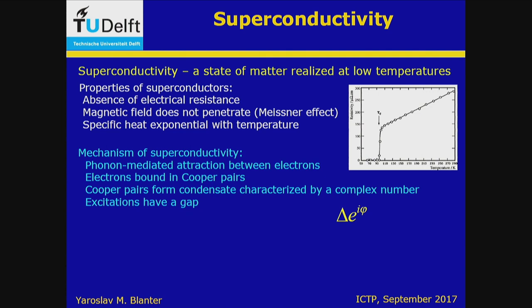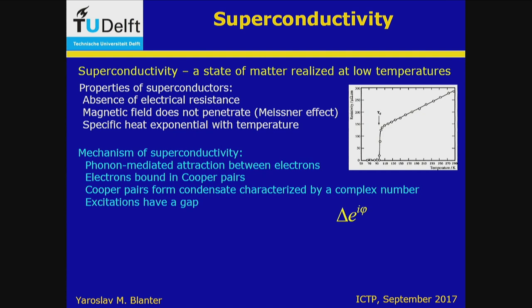Now, superconductivity is a state of matter different from a metal. So if you take a metal, some metals at very low temperature lose electric resistance. And they really lose electric resistance. It does not just become so small that you cannot measure it, it really becomes zero. And that's a phase transition into a superconducting state. So this state at zero temperature or very low temperatures is superconducting. And temperatures are really low.